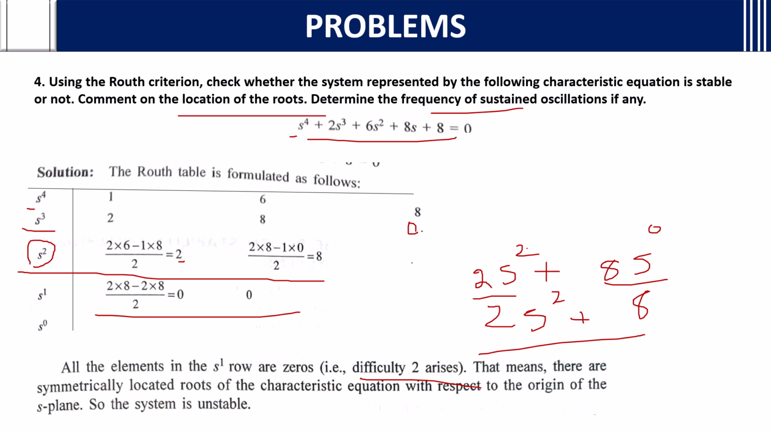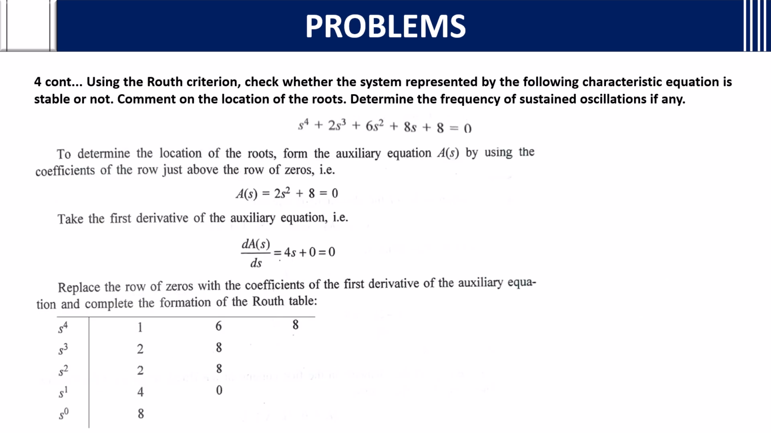We will see that in the next. See what I told. To determine the location of the roots from the auxiliary equation, what will you take? We will take the auxiliary equation as A of s. We consider the equation from the previous row, just above the row of zeros. That should be taken. After considering that, what you have written is 2s square plus 8 equals 0. We need to take the derivative of this, d by ds of A of s.